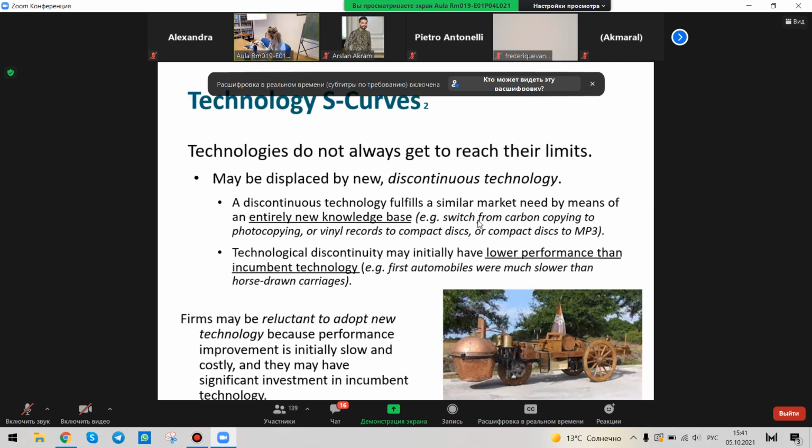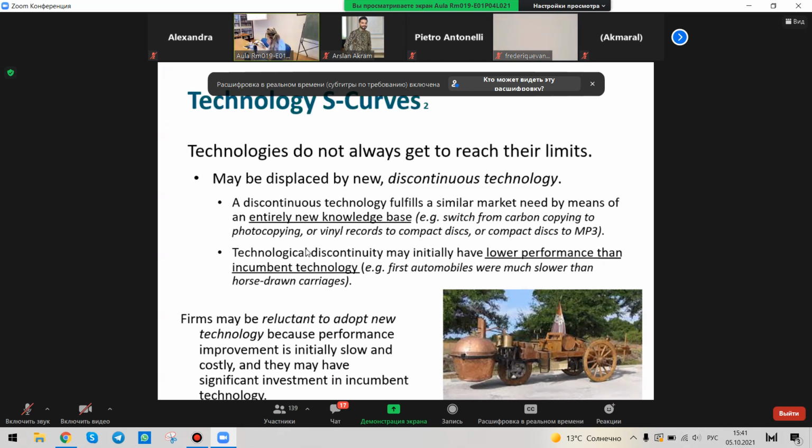Of course, examples are from carbon copying to photocopying, from vinyl to compact discs, or from compact discs to the MP3 technology. So we can imagine this discontinuity as jumps in the technology. So the old technology maybe doesn't reach its maturity, so doesn't reach its limit, because we have a discontinuity.